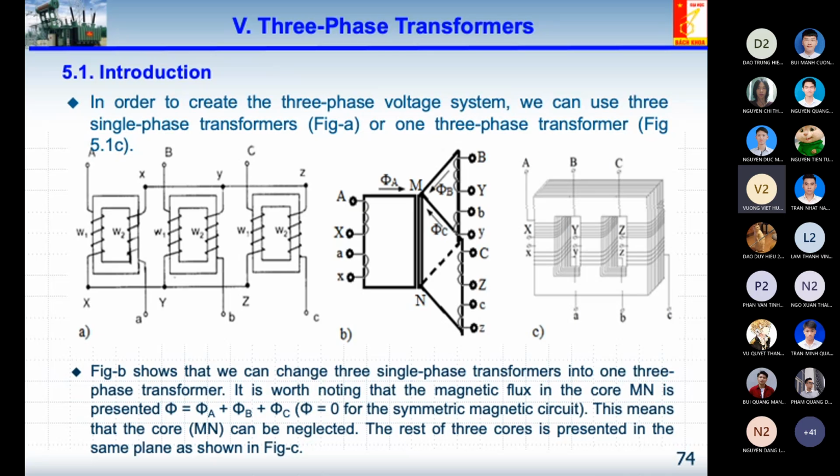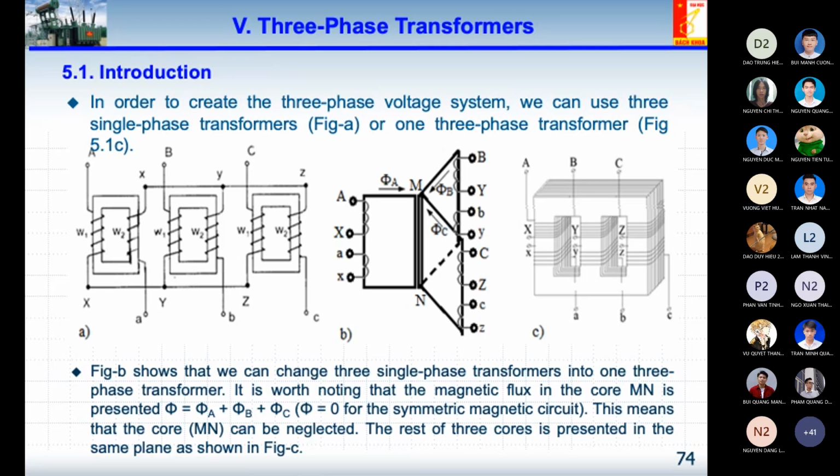I think the difference is the number of coils used. In the single phase, we use two coils, one for the primary and one for the secondary. But in the three phase transformer, we use six coils, three for the primary and three for the secondary. Yes. Okay. Anything else?